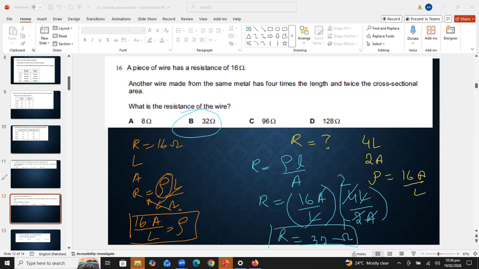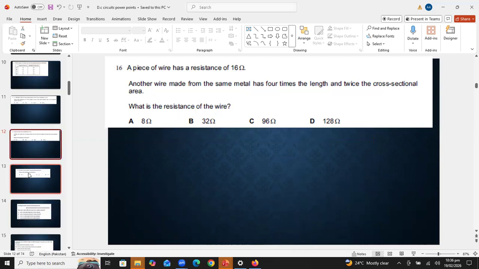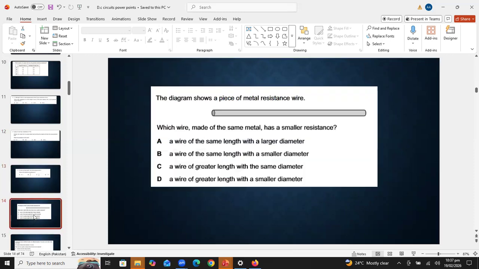Done students? Okay, now let's have a look at question number 36. Which one is the correct answer? I need a response from everyone. Which one is the right answer? Well done. C is the correct answer. Well done, everyone. As I told you, resistance is directly proportional to length and inversely proportional to area. Good. Now look at the next question.